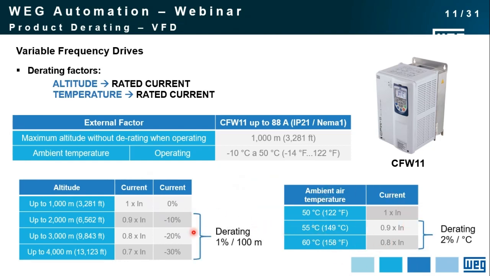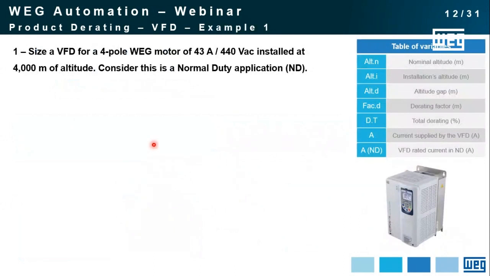Another way of saying that is that for every 100 meters you go up, you have a derating of 1% in rated current. The same happens with temperature, however, it's 2% per degree Celsius. So let's make an example to clarify it.